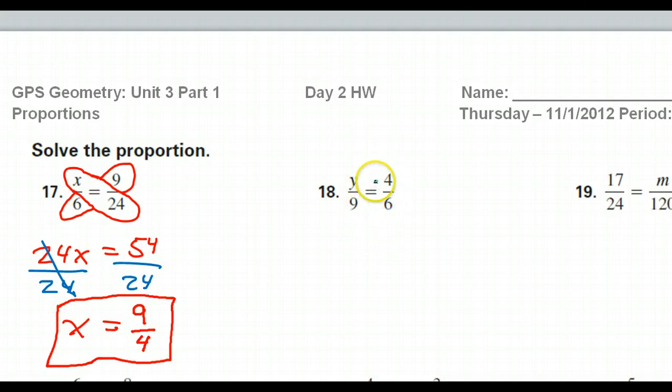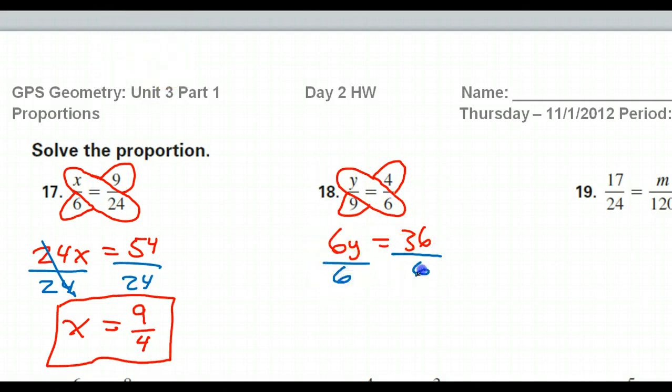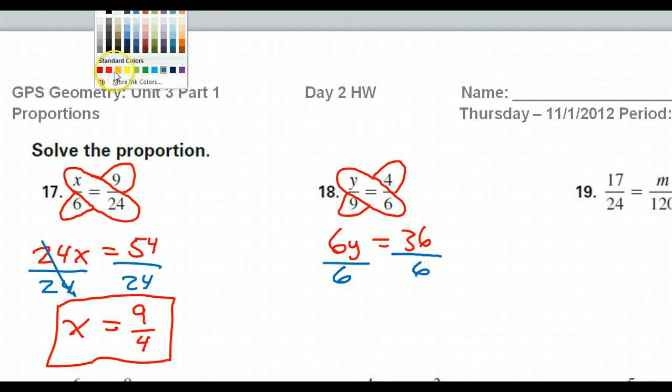Similarly, number 18, I can make a new equation by going like this. That's 6y, and setting that equal to this. 9 times 4 is 36. Of course, if I divide both sides by 6, that's going to give me y equals 6.